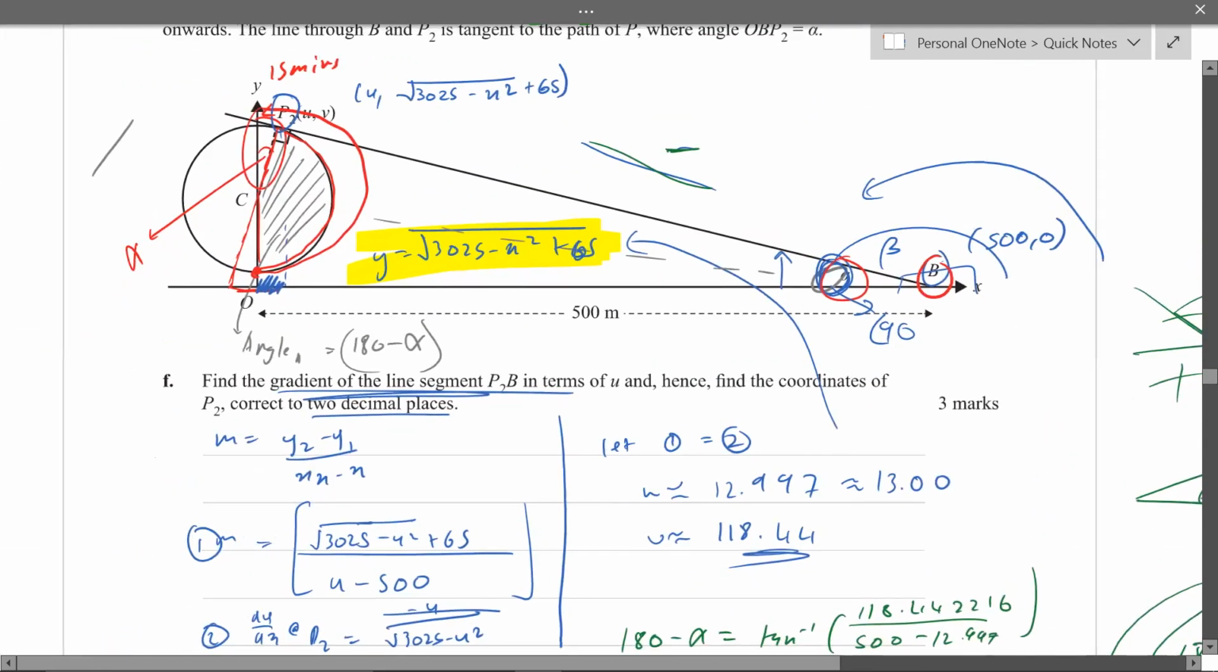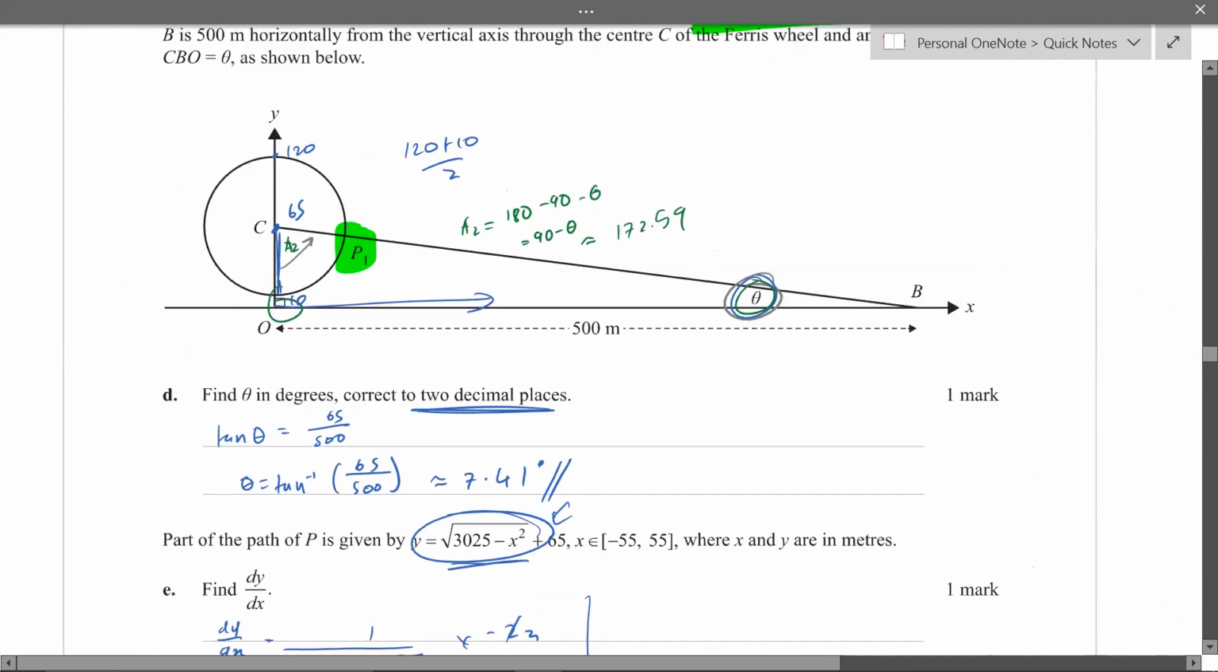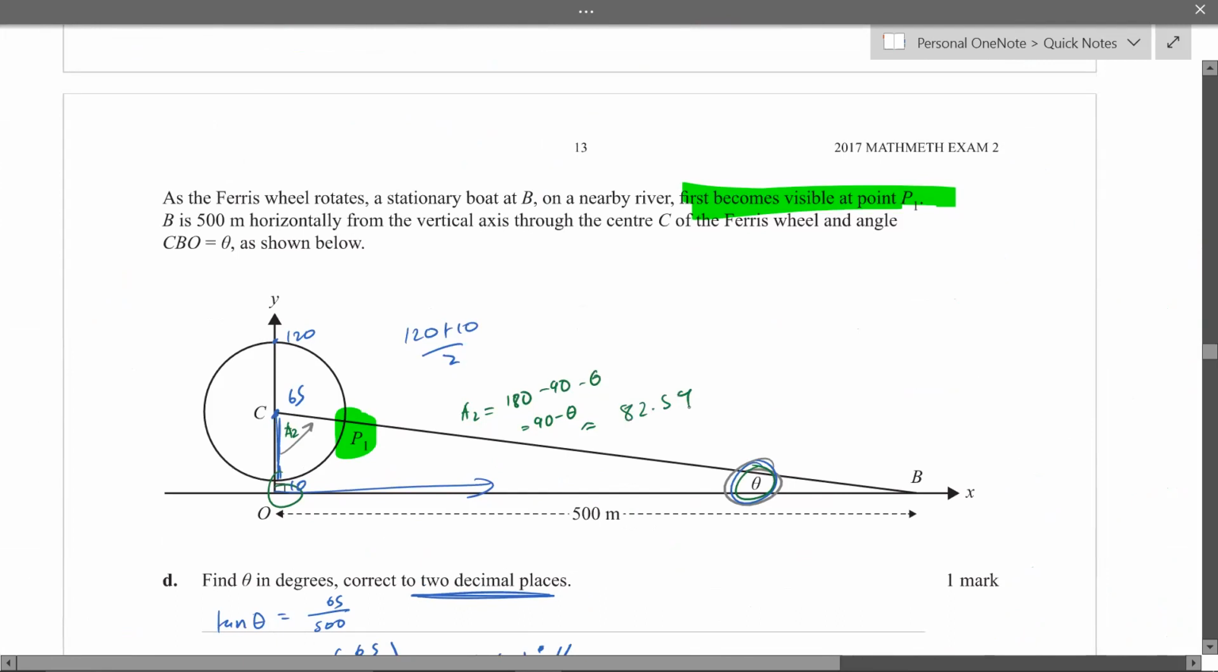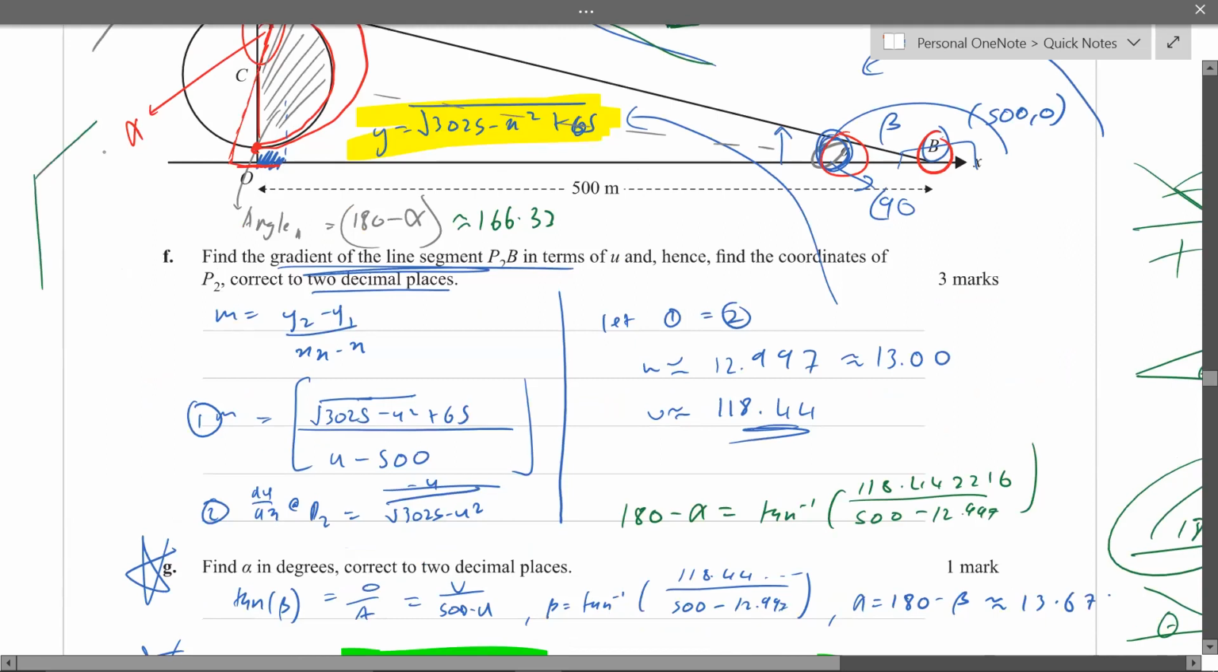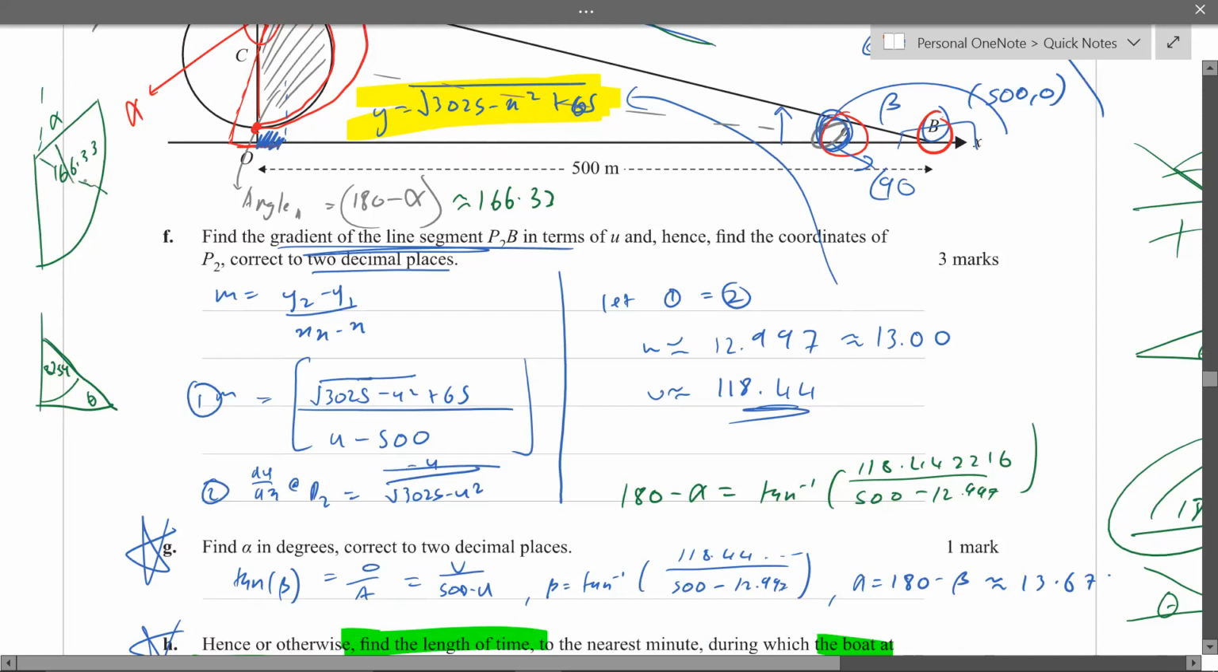And this one is, oh, no, sorry, this is 82.59, and this is 180 minus 13.67. The gray angle is 166.33. So now we have our two angles. We have this big angle that we got from minusing alpha, which is 166.33. And we got this smaller angle we got from minusing theta, which was 82.59-ish. So the difference between the angles would be just these two values minus each other. So that is, I'll just write in the working out space.